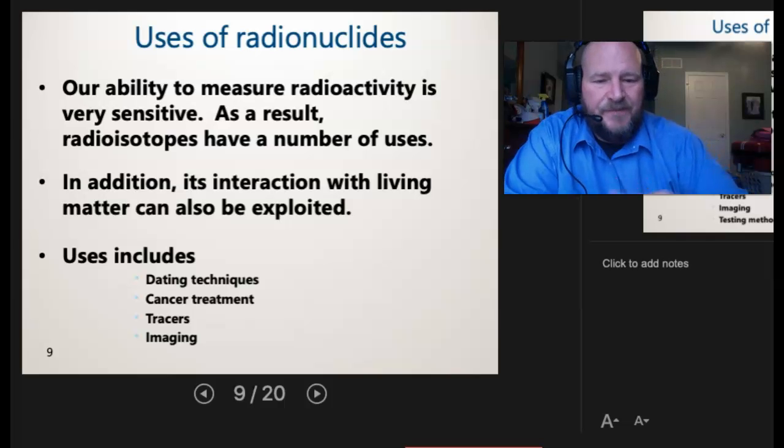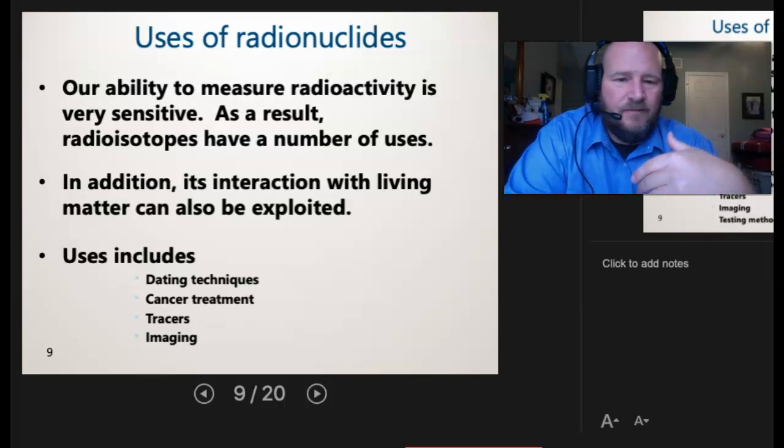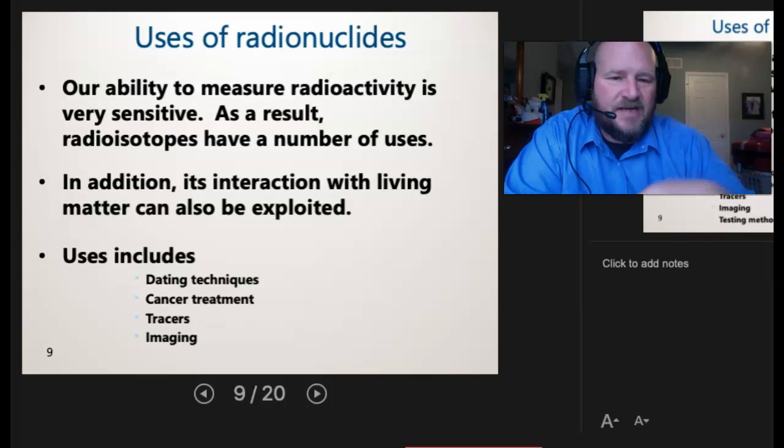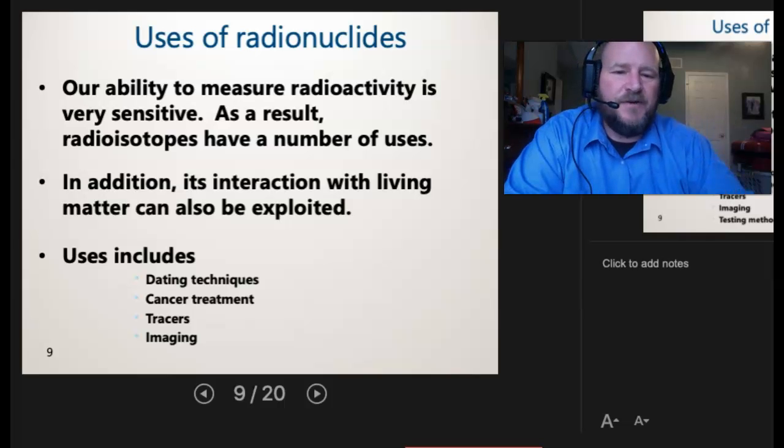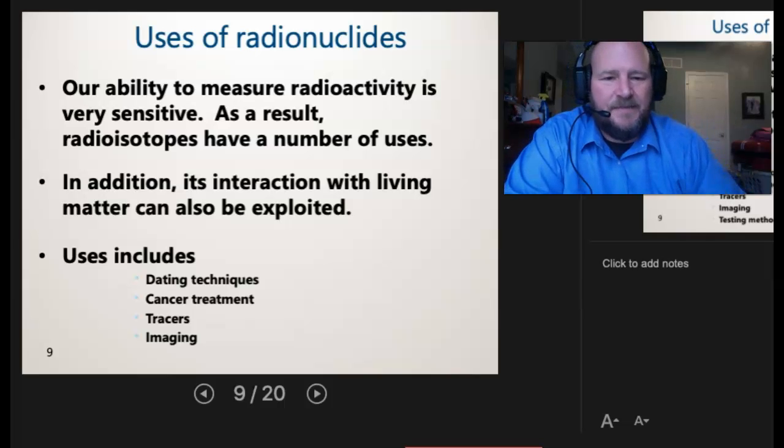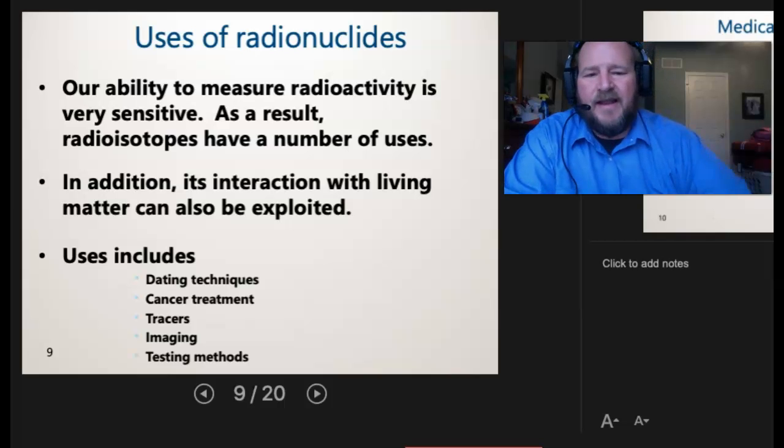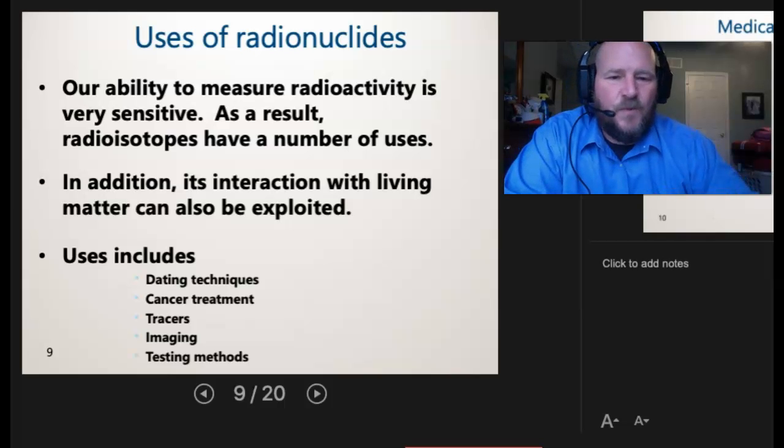By looking at imaging, we can image what's going on with your digestive tract if you have issues, what's going on with different parts of your body, based upon just computer imaging and looking at those active nodes. And then last but not least, testing methods. So we can test water and things like that using radiation.